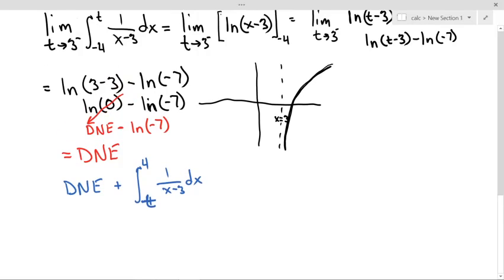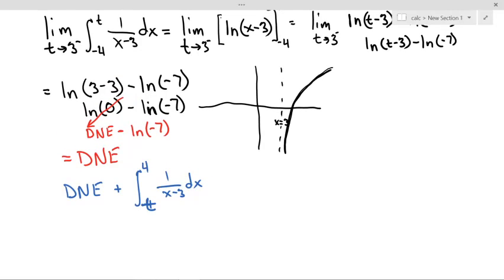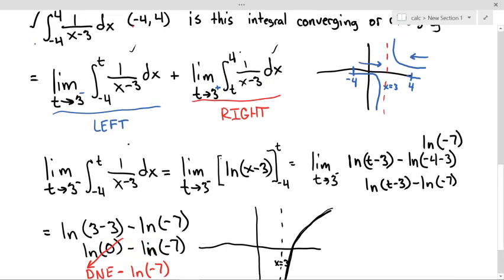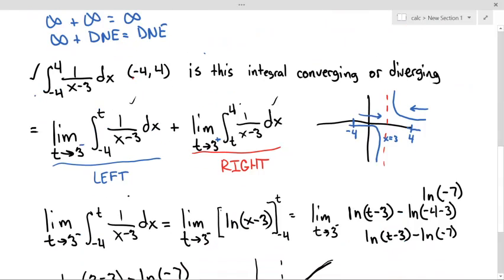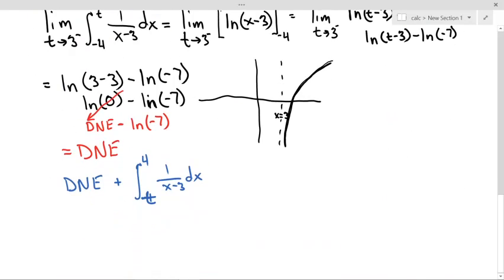If you remember from our last explanation on convergence and divergence, the rule says if one limit is diverging, the entire integral is diverging. I've written it over here. Even if we have a DNE plus 4, it's still DNE. And if we have a DNE plus infinity, it's also still DNE, which means it's still diverging.